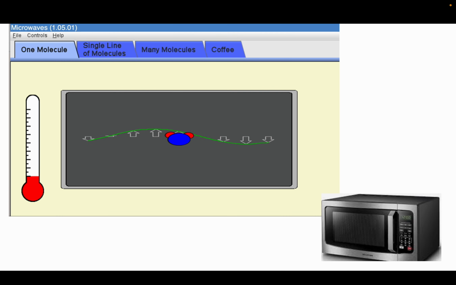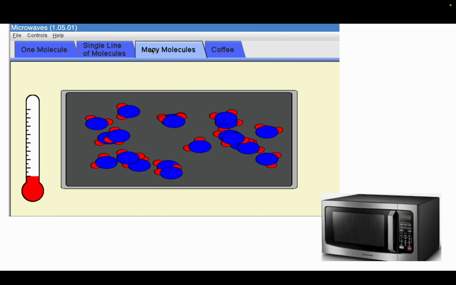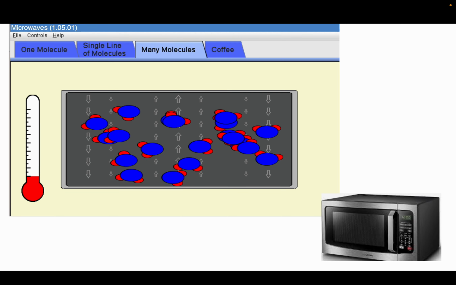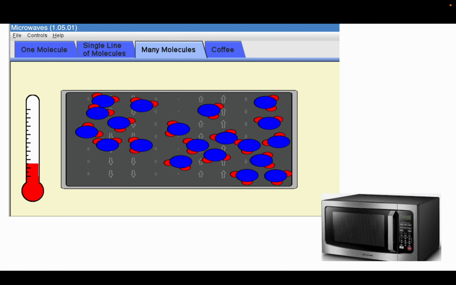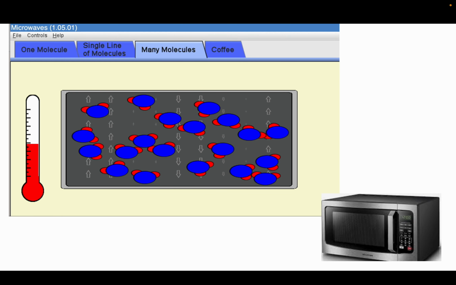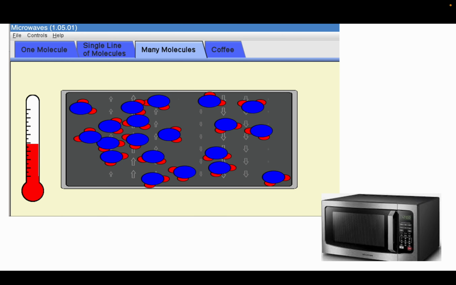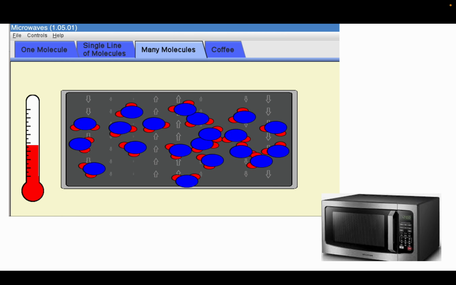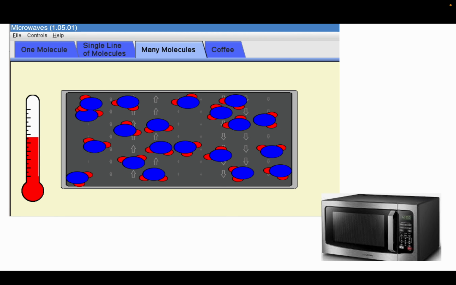Remember, the motion is what we're thinking about when we're considering aspects of the temperature as the molecules move through space. When we have many water molecules, when the microwaves interact with them, they start spinning around, rotating, and then this starts them tumbling and moving about. As they're moving through space, that's what our thermometer measures. This is how a microwave oven heats up your food.